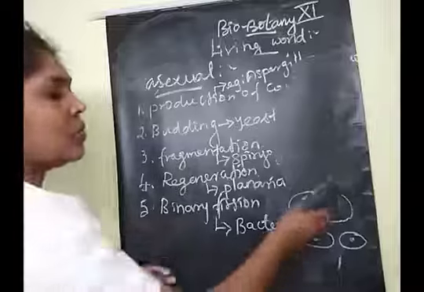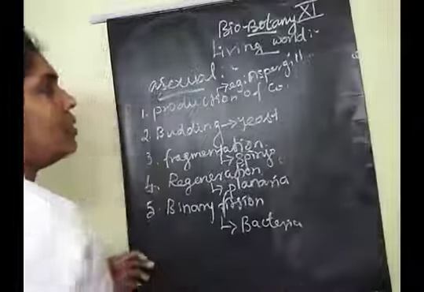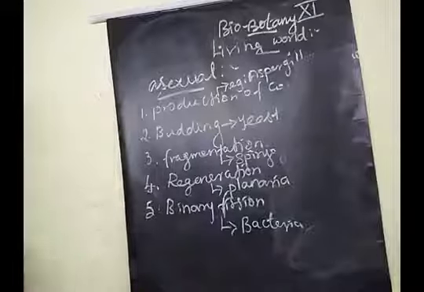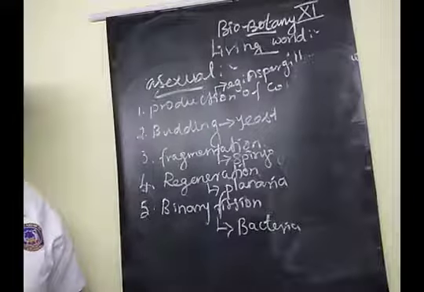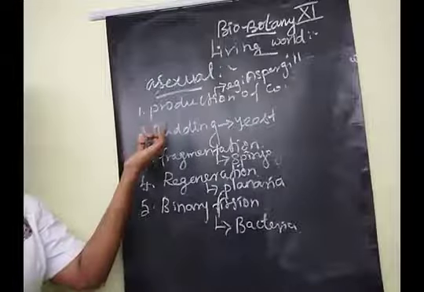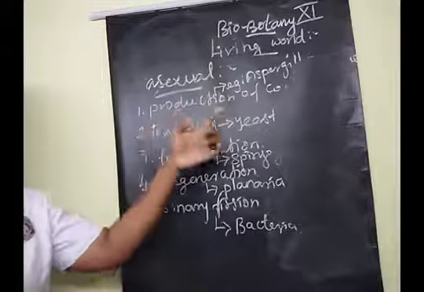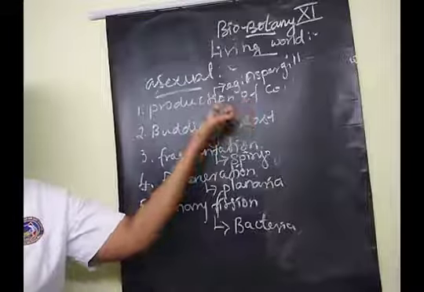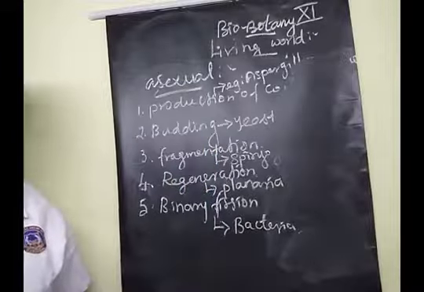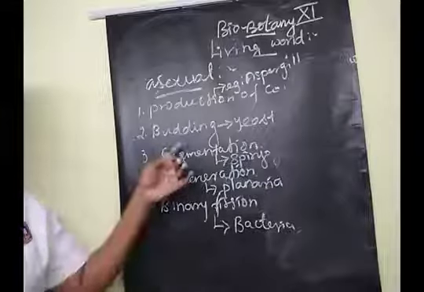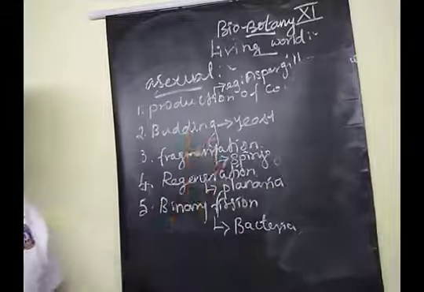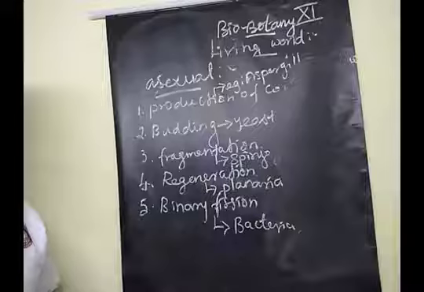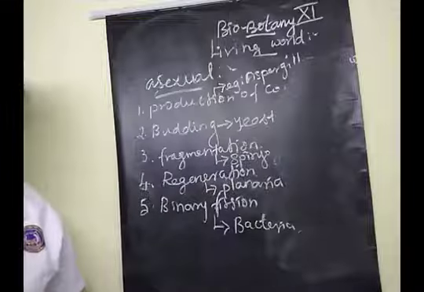Yes. This is one of the three-mark questions, children, so all of you listen. Suppose they ask the question: mention the asexual methods of living organisms. You have to write these five points along with examples. Production of conidia: Aspergillus and Penicillium. Budding: yeast and hydra. Fragmentation: Spirogyra. Regeneration: planaria. Binary fission: bacteria.